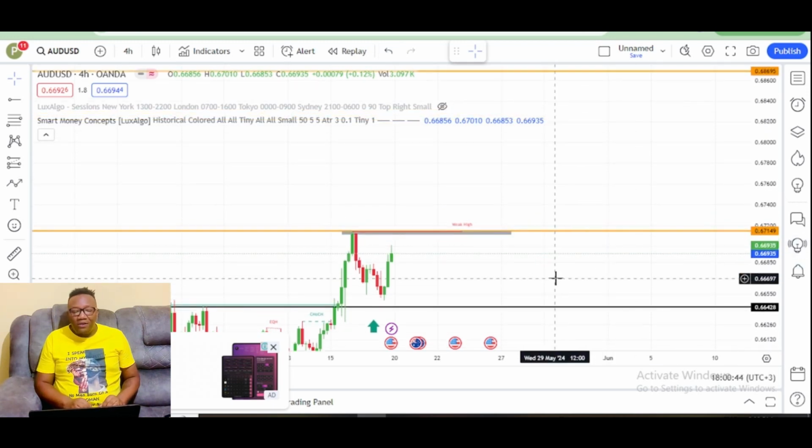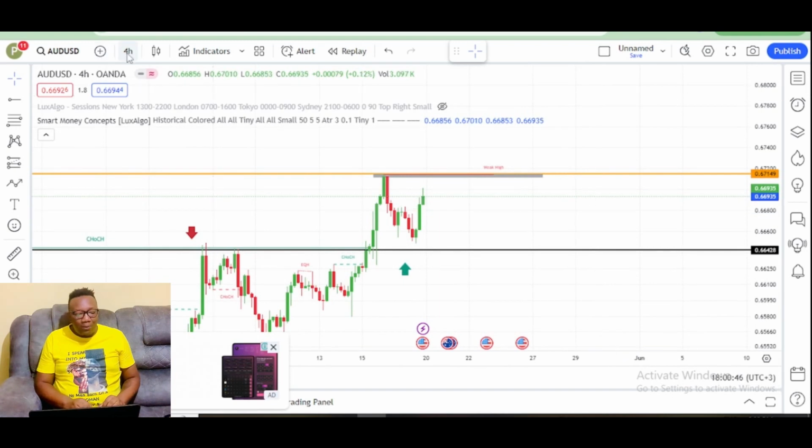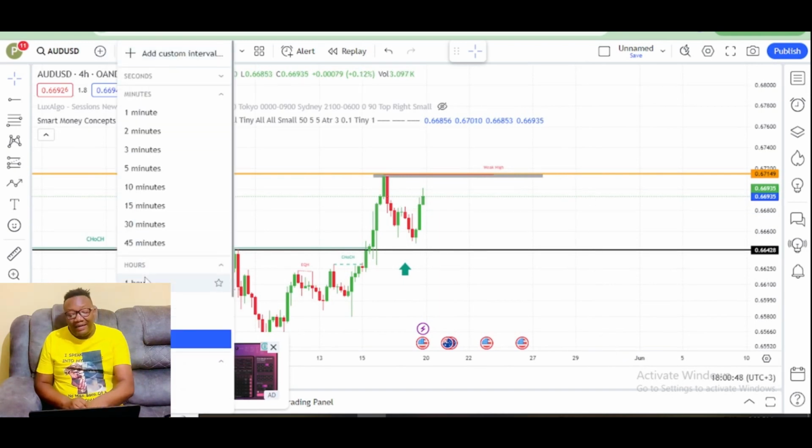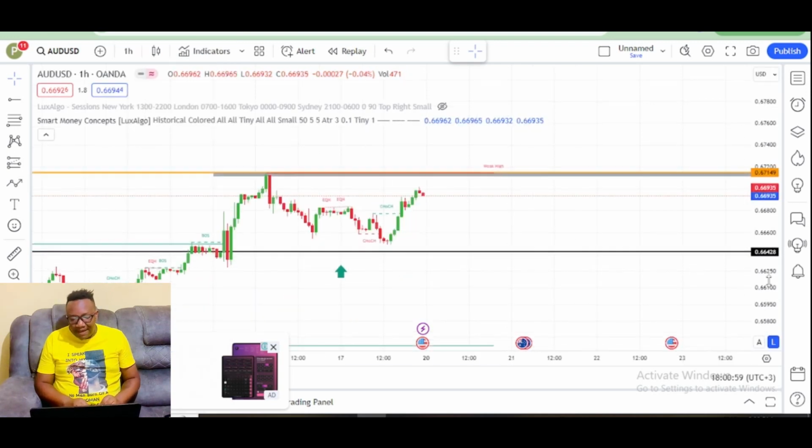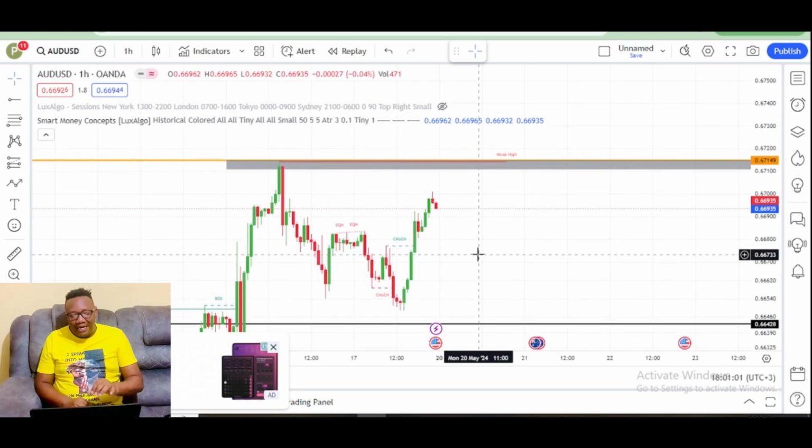Now we are on the 4-hour time frame. Let's go down to the 1-hour time frame and see if you can get a retest and enter this trade. But already it has left us, so it's good to be patient and wait for your zones. Okay, so we go down and see that the market already left us.